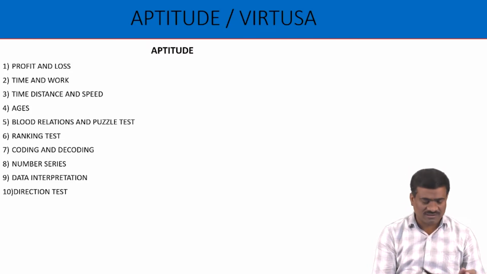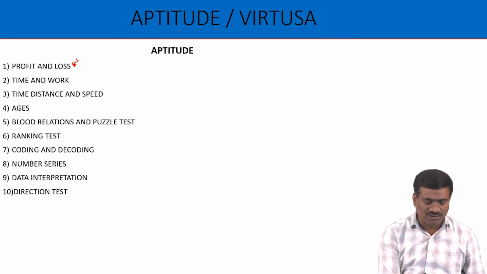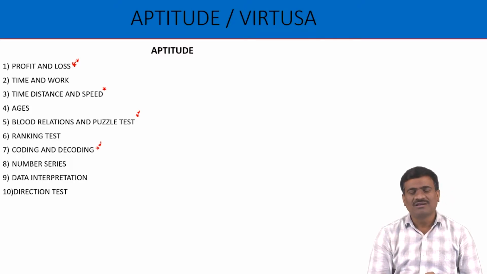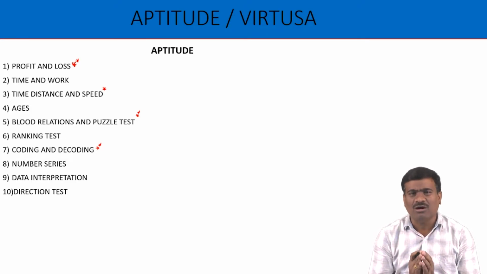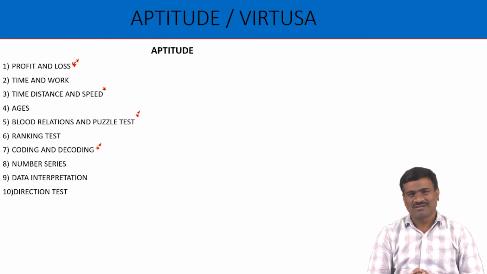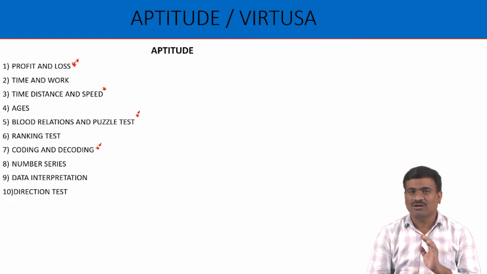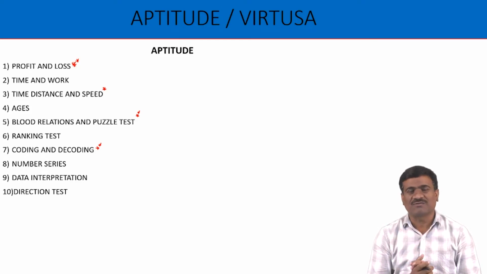Profit and loss, this concept is very important. Second, time, distance and speed. Third one, puzzle test. And fourth one, coding and decoding. These are very important topics in the Virtusa test pattern or Mettl based exam. Out of 10 questions, 5 to 6 questions belong to only these topics in aptitude. First one, profit and loss, minimum 2 marks, maximum 4 marks in the Virtusa test pattern.